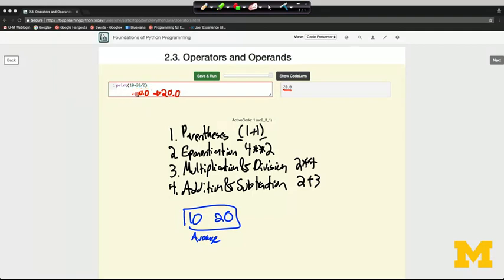If instead we wanted to first add 10 and 20 and then divide by 2, then we could add parentheses around 10 and 20. So I would say print out 10 plus 20 in parentheses divided by 2. And now what Python is going to do is it's first going to add 10 plus 20 to get 30 and divide by 2 to get 15.0. And you can see that now we're correctly getting the average of 10 and 20.